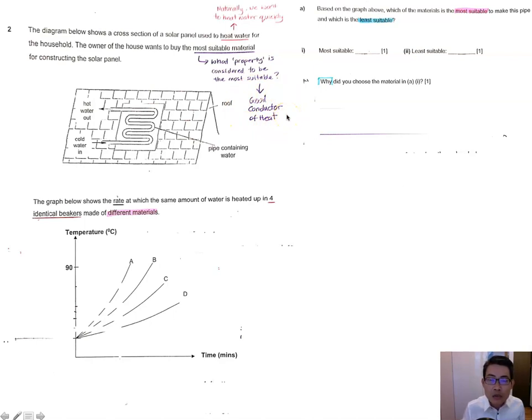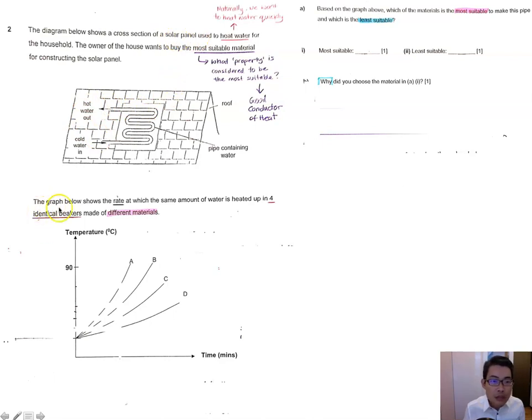The question did not ask you which is a good conductor of heat. You have to come to this yourself. This is actually what the tester wants you to tell us by inferring from the question. The diagram here is a rooftop. So cold water will be pumped into the pipes. As it pumps through the pipes, somehow the water in the pipes gains heat, and then hot water will come out. That's the idea of this solar panel.